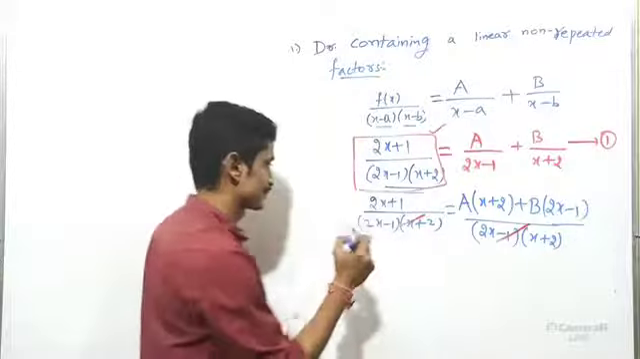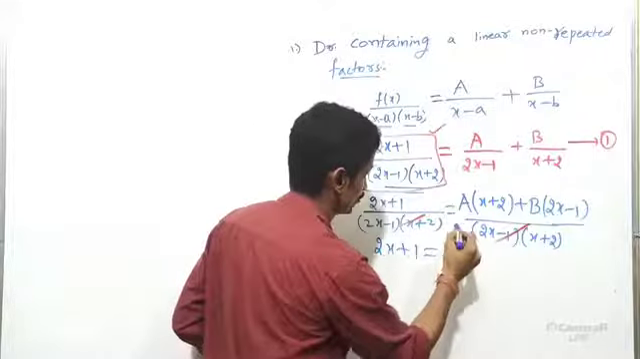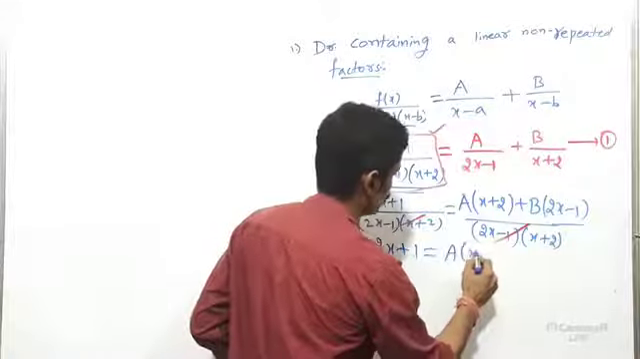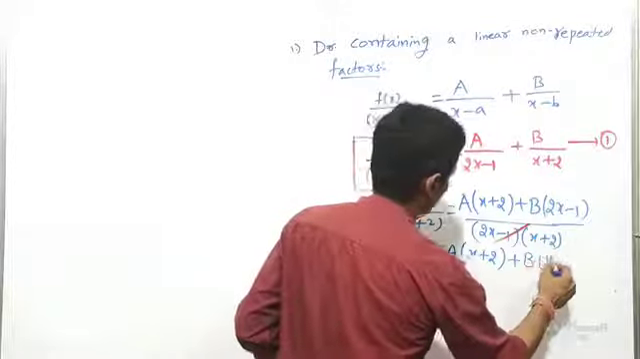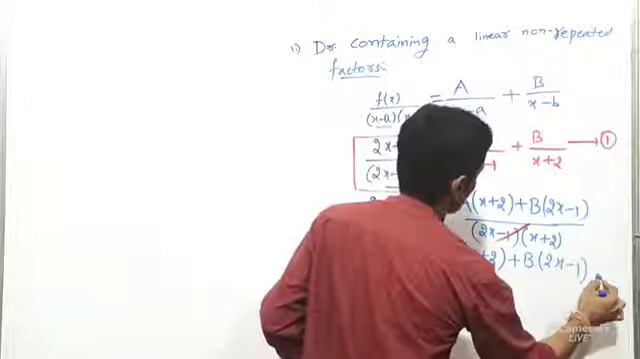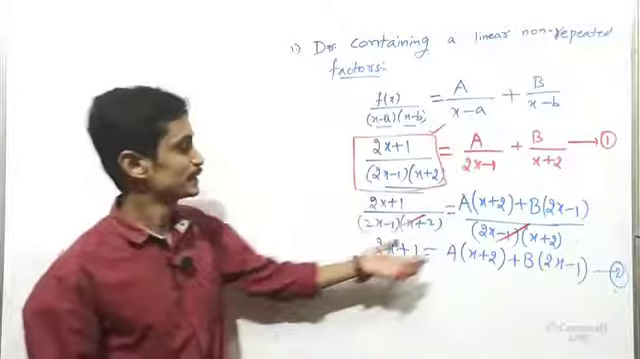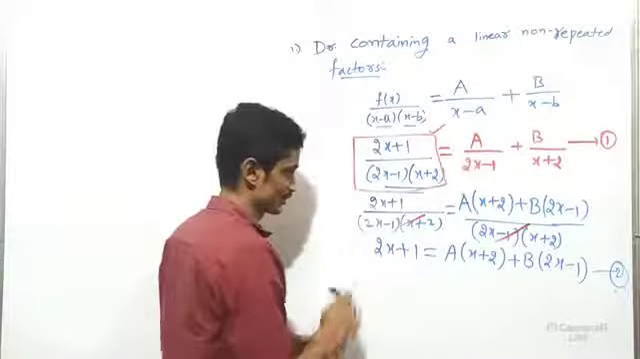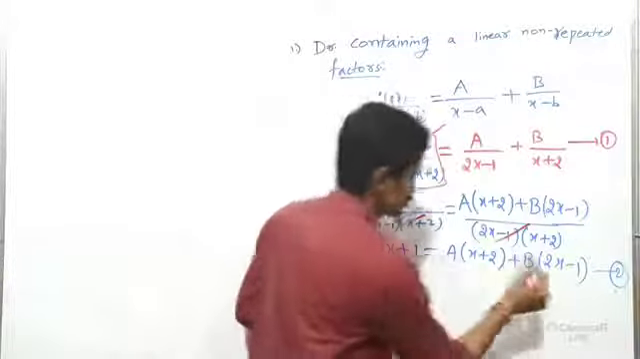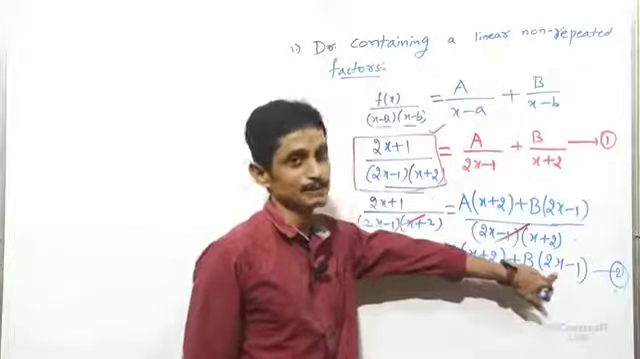What remains? That is 2x + 1 = a(x + 2) + b(2x − 1), calling it equation number 2. In the third method also we have this step common, so up to here we can do as it is. And now I wish to eliminate b, meaning try to make the coefficient of b 0.